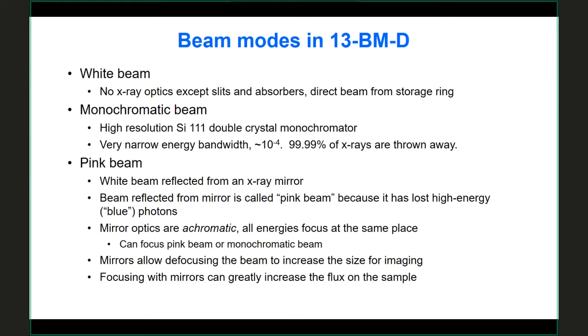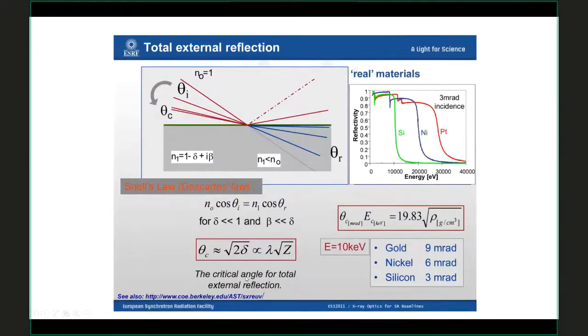Mirror optics are achromatic. So with this mirror, we can focus all energies at the same place. And with this mirror, we can focus either pink beam or monochromatic beam, but today we're going to be using the mirror with pink beam. And the mirror also allows defocusing the beam to increase the size for imaging. So this mirror can be bent in either direction, and I'll get to that. And of course, focusing with mirrors can greatly increase the flux on the sample.